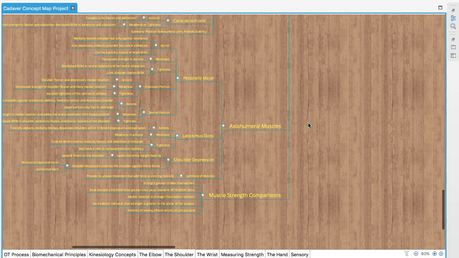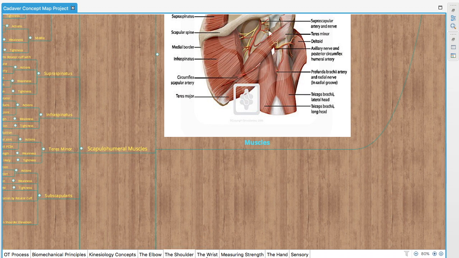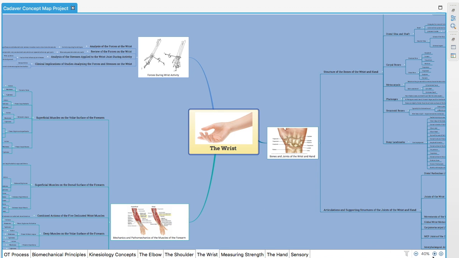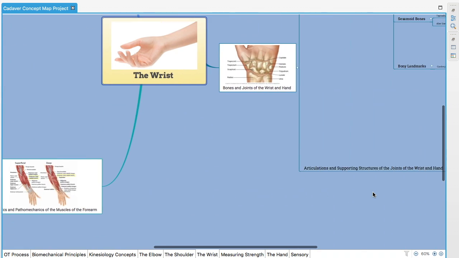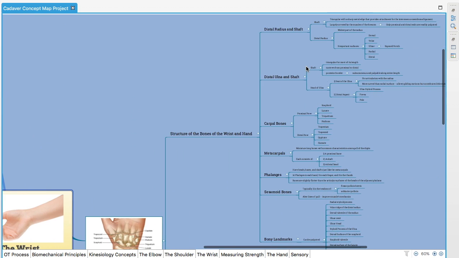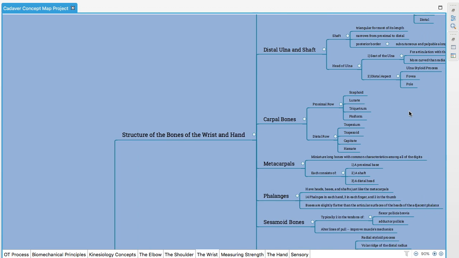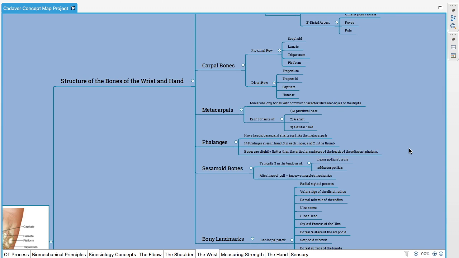Like the shoulder and elbow, we tried to follow a common grouping pattern with the wrist by starting with the bone structures and then moving on to the distal radioulnar joint and muscles of the wrist. For the wrist, we looked at the specifics such as the carpal bones and the different rows such as the proximal row and the distal row, which helped us understand the origin and insertion of some of the intrinsic muscles of the hand, and then the details of the metacarpal bones and the phalanges.